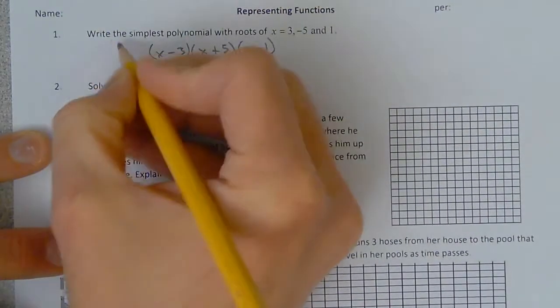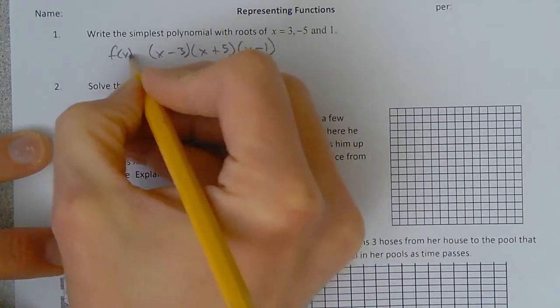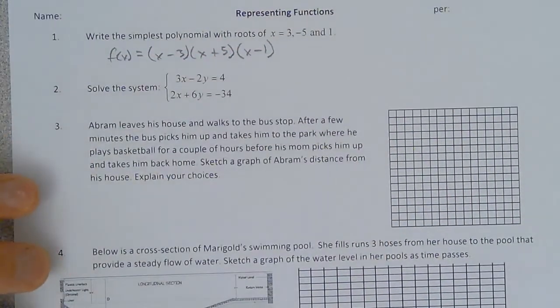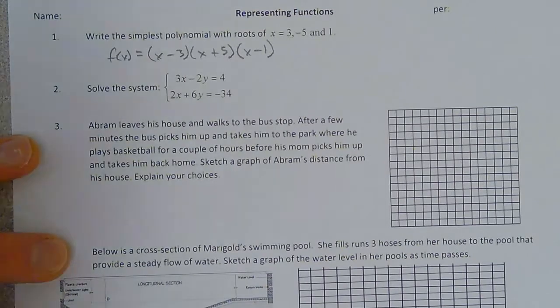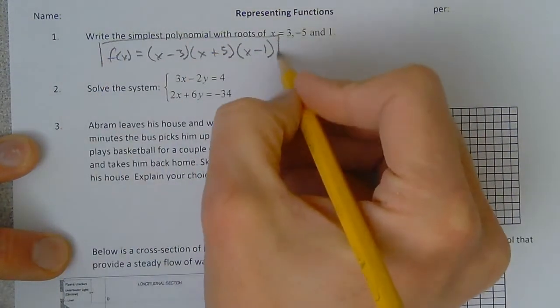It didn't specify what form it wanted it in, so we can leave it in a factored form. If we wanted a standard form, we could multiply those together. But that's sufficient for what it asked for.